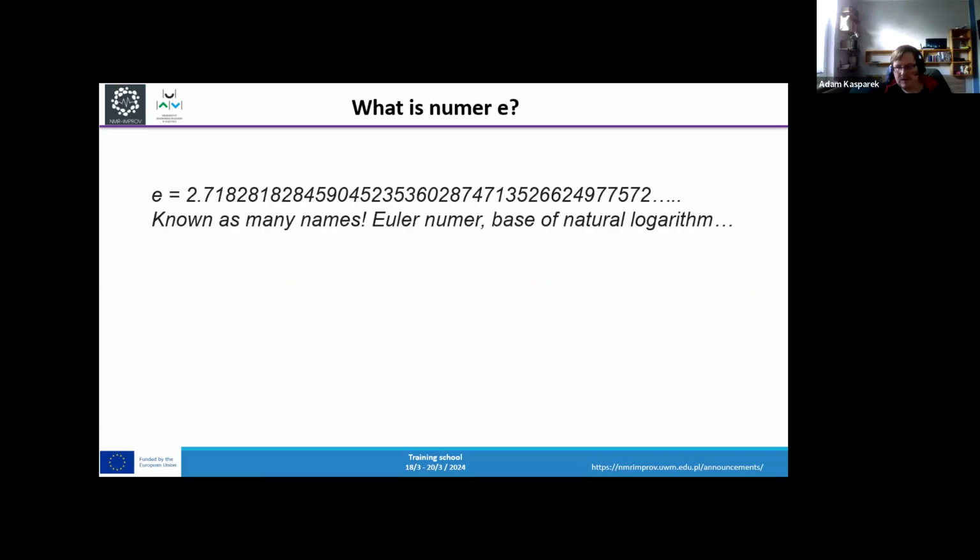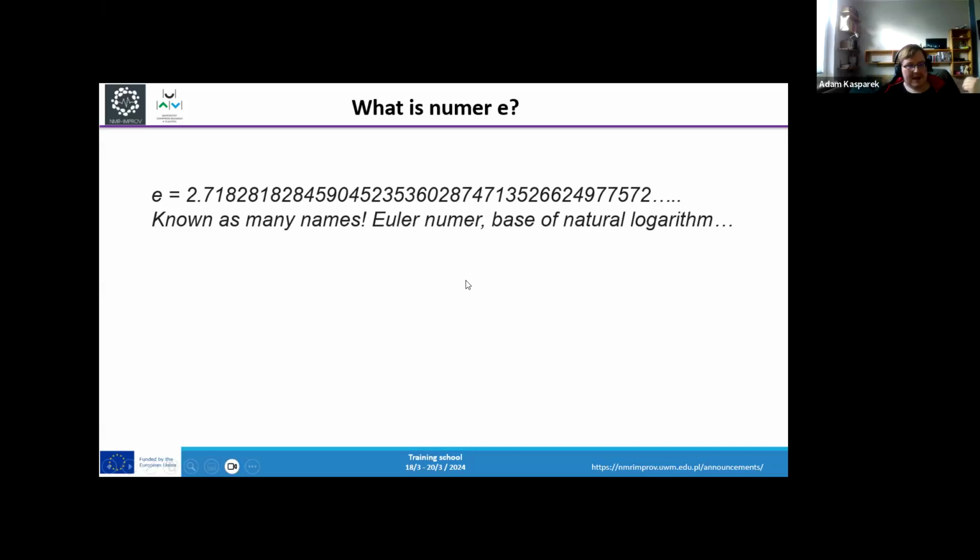So there is a number which is written as e in mathematics and physics. It's a real number, but it is not short, and it goes on much further. It doesn't end anywhere.